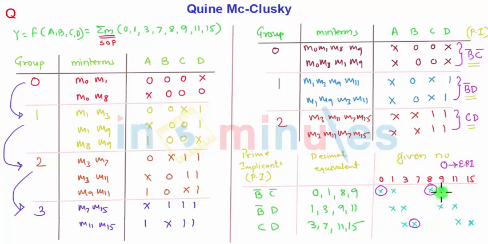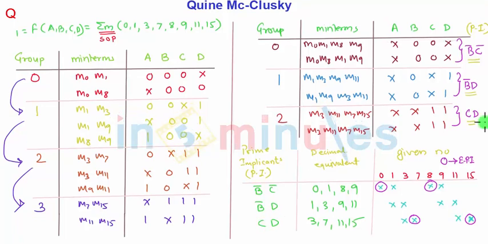Number 9 is coming in B bar C bar, so no need to encircle it. It is already considered as an EPI. And number 15 again here, which is in CD. No need to take B bar D here because B bar D consists of 1, 3, 9, 11. 1 is present in B bar C bar, 3 is present in CD. Same as that for 9 and 11. 9 is present in B bar C bar, 11 is present in CD.